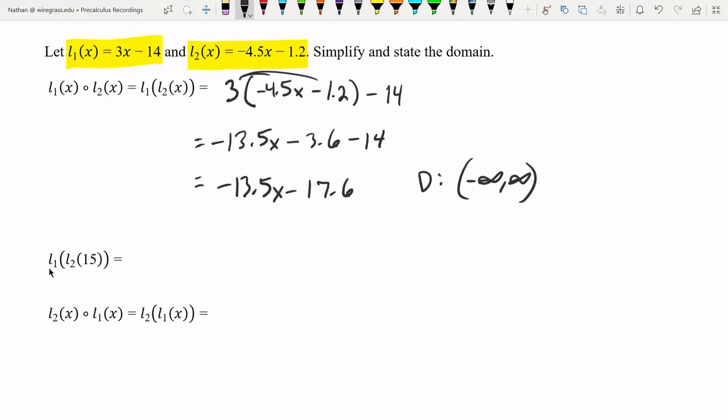All right, L1 of L2 of 15. We're going to plug 15 into L2 of x, and then we can plug that into L1 of x, or we can just plug 15 into the composed function I just found. So you could plug 15 into L2 of x, that'll give you some number, and then take that number and plug it into here. That's the same thing as just plugging it into this function. Negative 220.1.